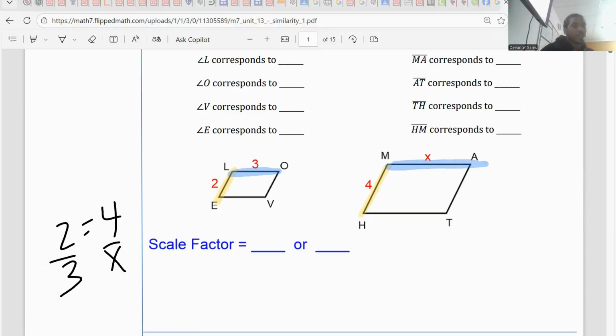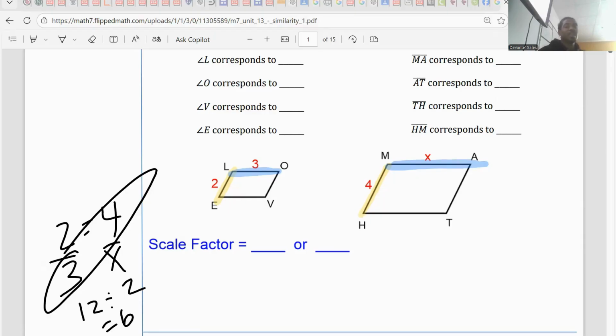What's the first thing I have to do to solve the proportion? 3 times 4, and then I do 12 divided by 2. It's 6. So, what we just found was not our scale factor. We just found this, which was 6.